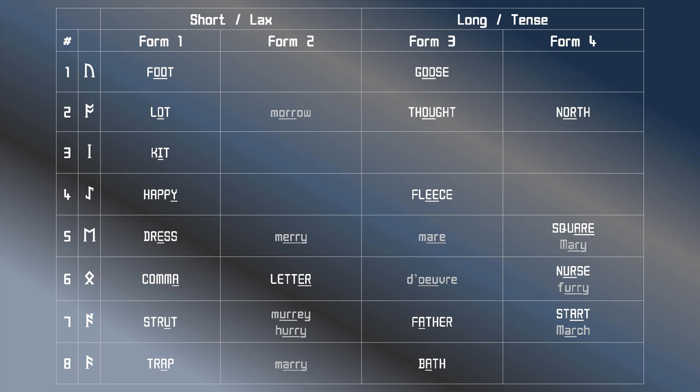The non-rhotic form of the nurse vowel is exceedingly rare in English. However, it may be found in the word d'oeuvre, as in hors d'oeuvres.